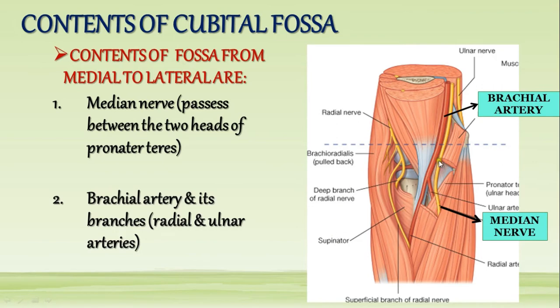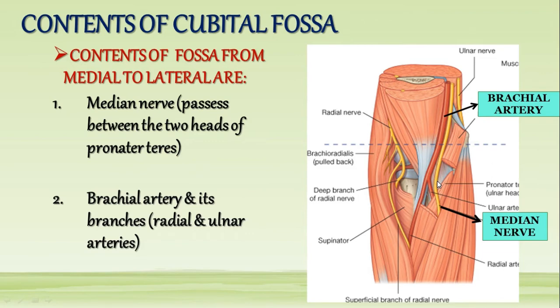The roof of the cuboidal fossa is formed by skin, superficial fascia, and deep fascia. The superficial fascia contains two important structures, the medial and the lateral cutaneous nerves of the forearm and the median cuboidal vein. Now we are going to discuss the contents of the cuboidal fossa. You have to remember the contents along with their relationship, that is, which content is most medially present.